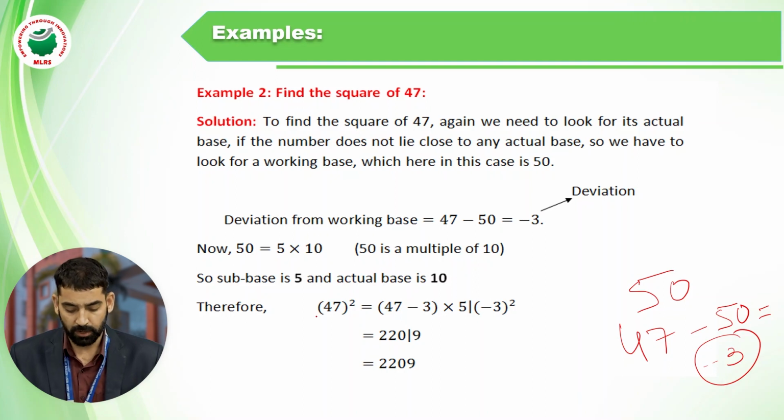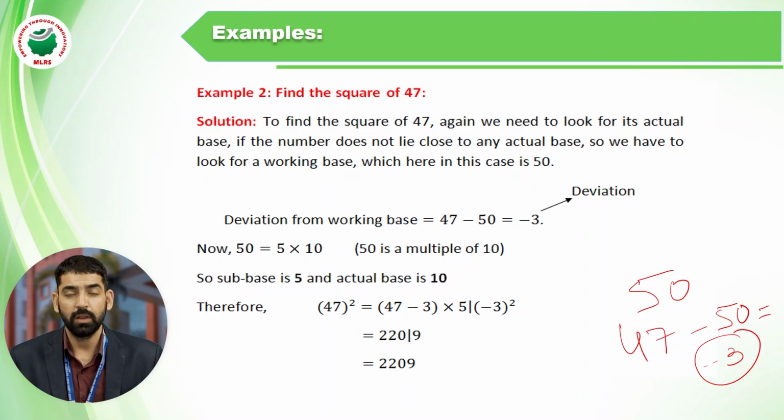To find the square of 47, the formula is the given number 47 plus deviation, but here the deviation is negative, so plus minus equals minus. That is 47 minus 3 into sub base, which is 5, slash -3 square, which is deviation square, that is 9. So 47 minus 3 is 44, into 5 is 220, and -3 square is 9, that is 2209, which is the square of the number 47.